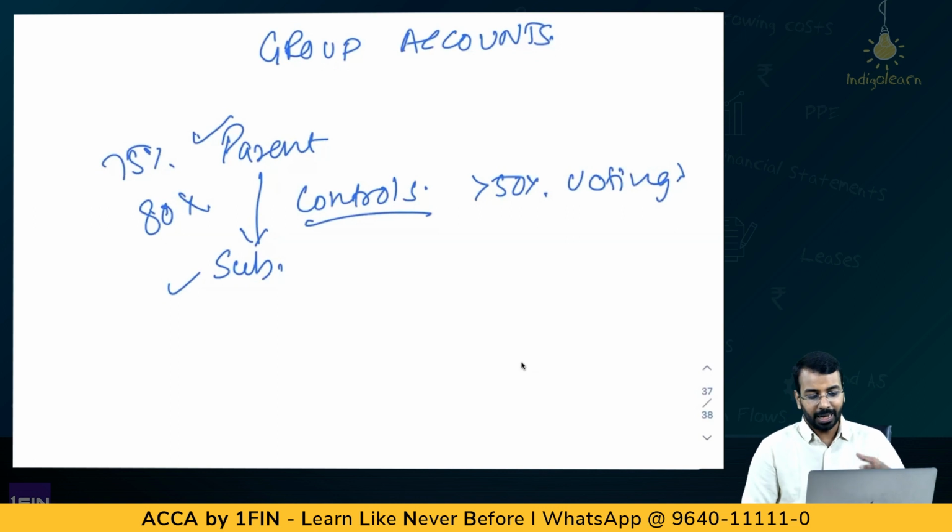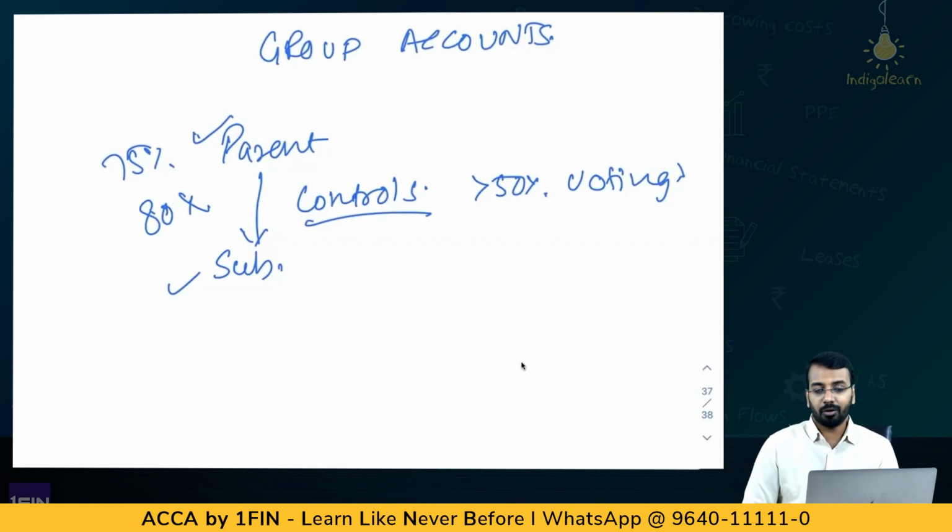Control, as I told you, can happen by exercising majority voting rights. Control can happen when you can appoint the board of directors. Control can happen because, let's say you hold 40% and other shareholders are scattered all across and they don't take decisions. In those situations also it happens. Or there is a potential voting right. I have convertible preference shares, I can convert them and then I can take control. So there are multiple ways to get control over another entity.